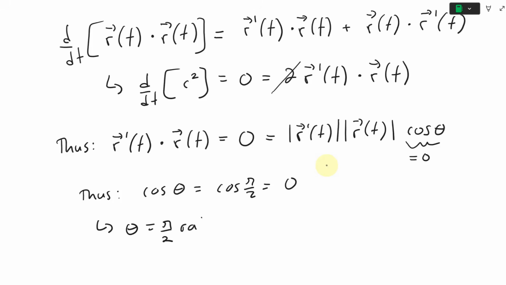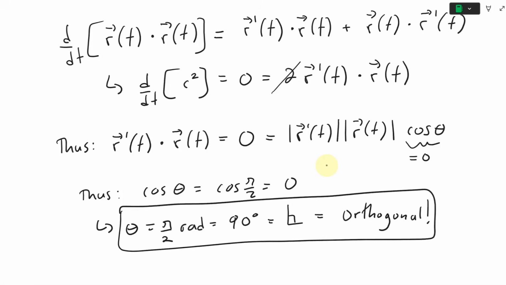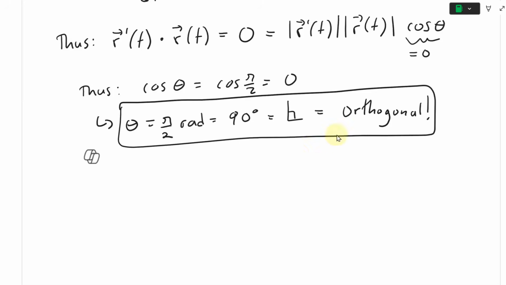I'll just put red for completeness. Equals 90 degrees, which means, again, this is orthogonal. So it's 90 degrees. In other words, this is just orthogonal. Let's put an exclamation mark, and I'll just circle this. So basically that angle is how we get cosine 0, and so it's orthogonal.